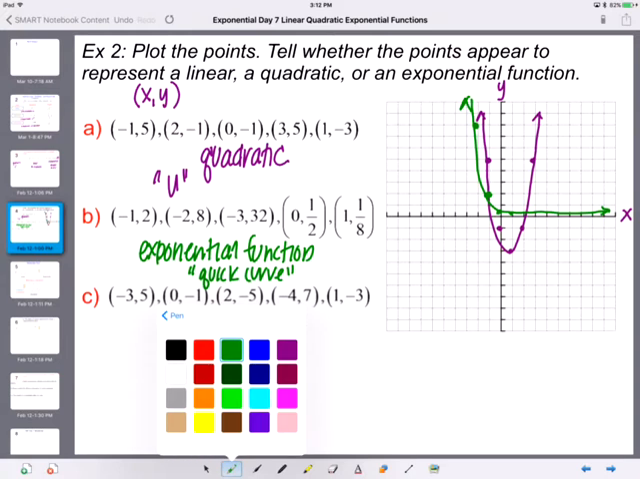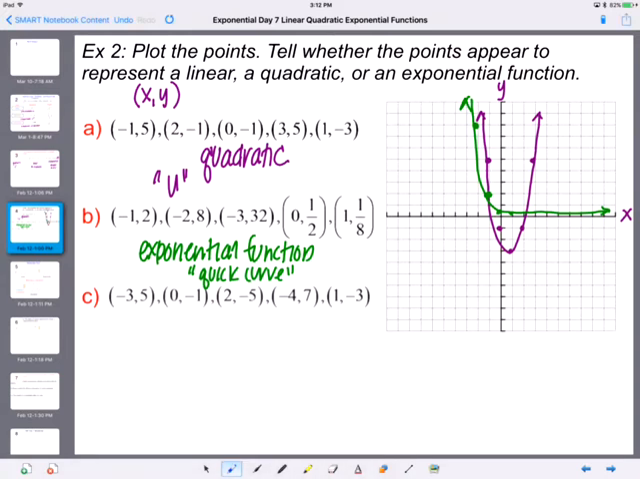Looking at our last ordered pairs: negative 3, 5; 0, negative 1; 2, negative 5; negative 4, 7; 1, negative 3. We can see that if we connect these points, it gives us a nice straight line with an even slope. So we say it is a linear function.